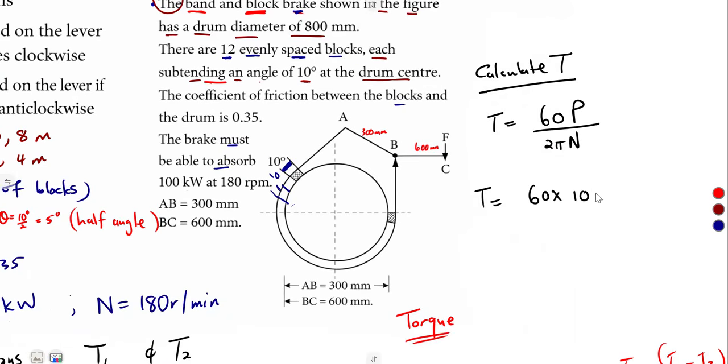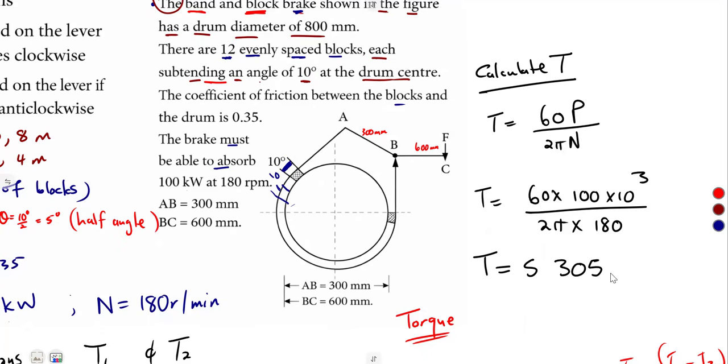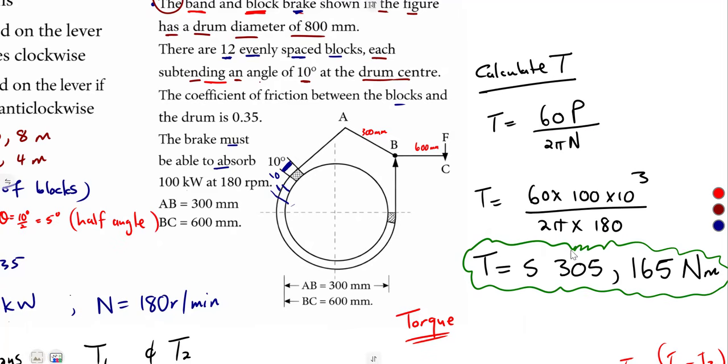So this is 100 times 10 to the exponent of 3 over 2 pi times the speed in revs per minute, which is 180. So that was going to give us the value of the torque, which is 5,305,165. All right. So just confirm with your calculations, guys, and see, because you might just make a slight mistake. So also verify with your calculators there.